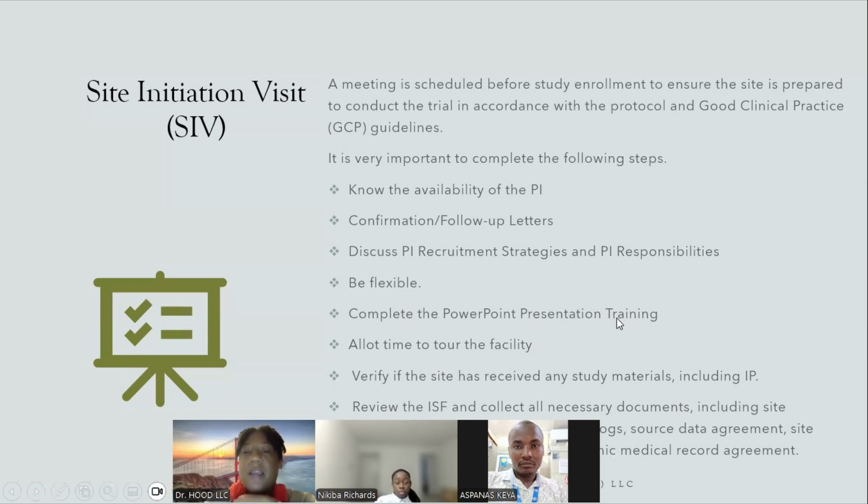Complete the PowerPoint training yourself before you present it to the site. So make sure you are aware of what's in that PowerPoint presentation. Allot time for the tour of the facility. Just in case it's been a lot of time between the qualification visit, or you're not the same person that completed the qualification visit as the CRA, you want to make sure that you tour the facility yourself.